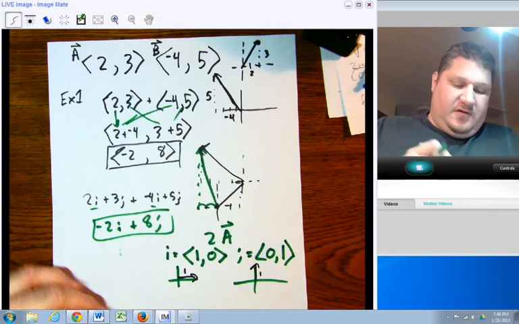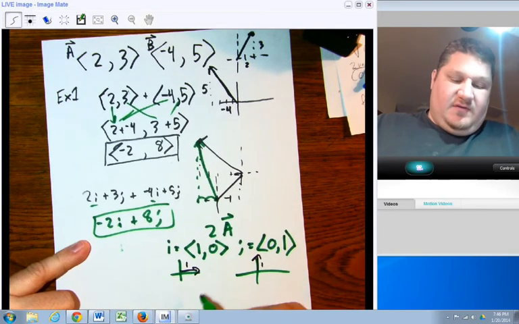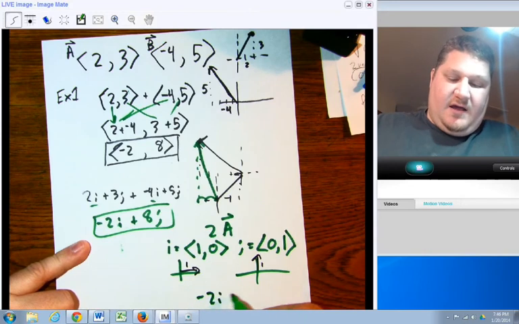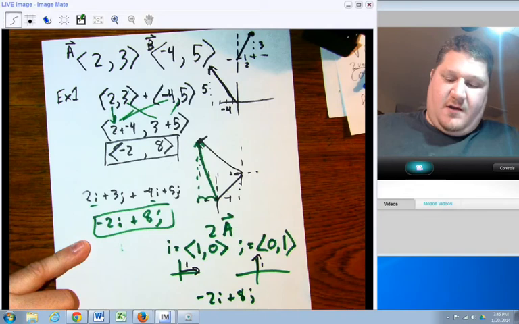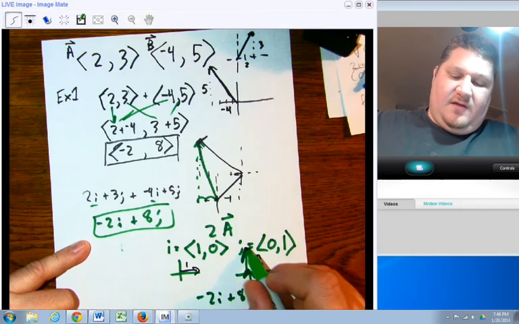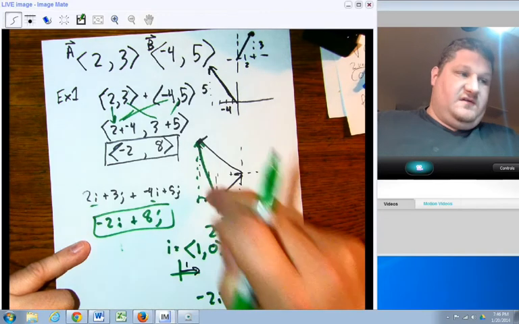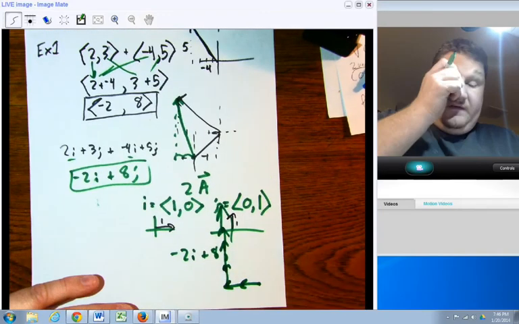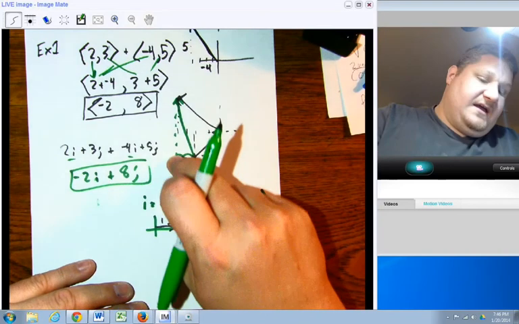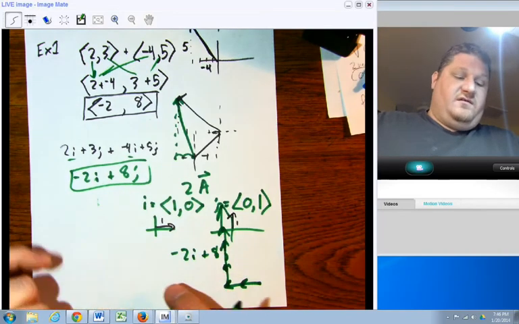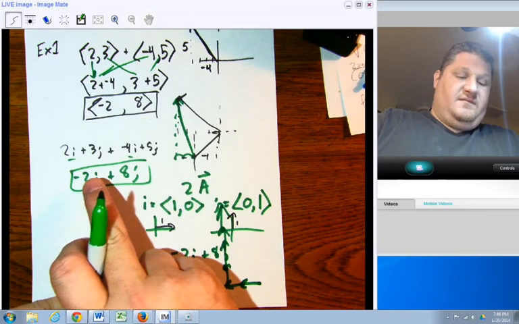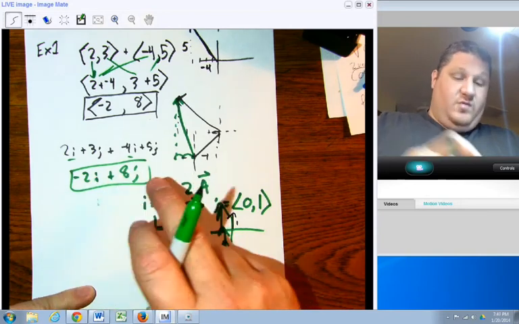So if I take something like negative 2i plus 8j, that means I'm going to go 2 units back in the x direction, and 8 units up in the y direction, which leads us in the same direction as here. 2 this way, 8 this way. So it's really nothing more than negative 2 times 1 in the x plus 8 times 1 in the y.